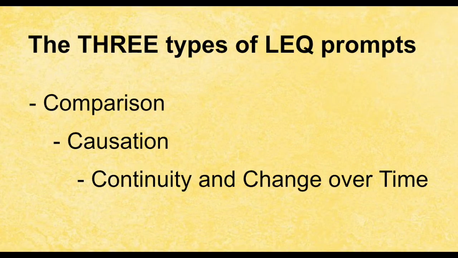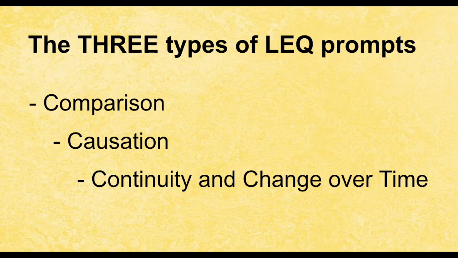There are 3 types of prompts that you might get. So the first type would be comparison. This, of course, is comparing and contrasting. You should use a smart, vast comparison. An example would be comparing the North and the South societies in antebellum America.